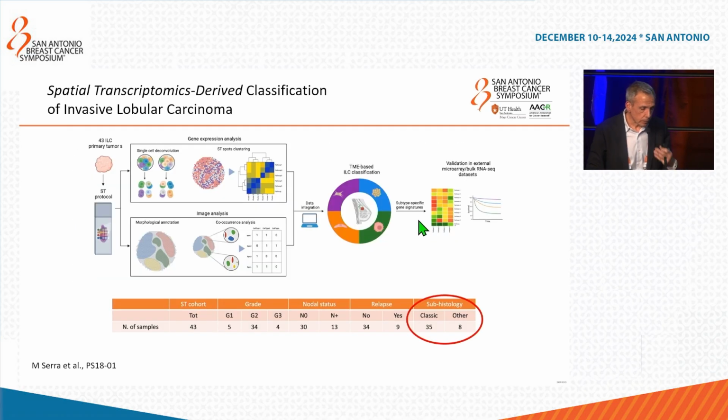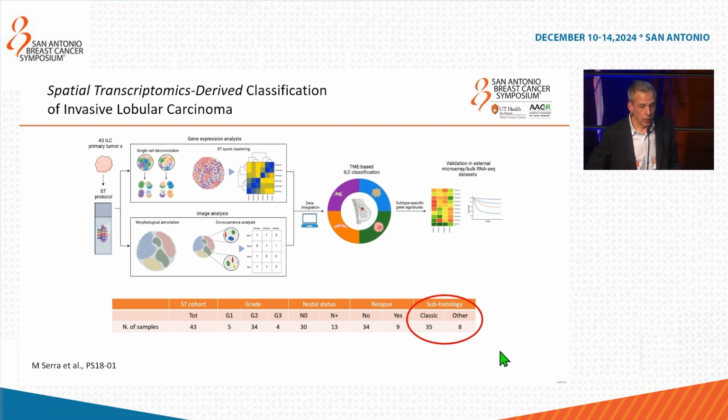So what Matteo did, he took 43 lobular cancers and ran the 10x Genomics platform. Very nicely, he combined the expression data from the spots with the histology annotations that we have in the tissue, and also the co-occurrence between the different morphologies within the tumor. By combining expression and morphology, he came up with what he called the TMA-based ILC classification, with 4 different subtypes with different survival.